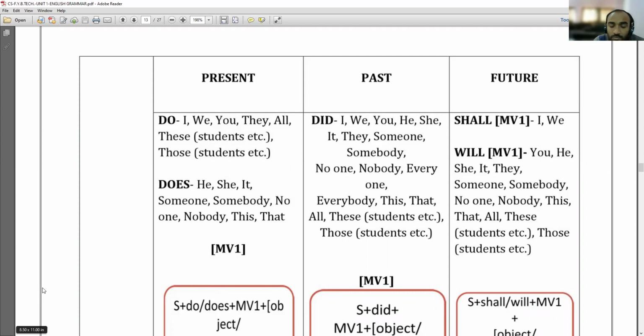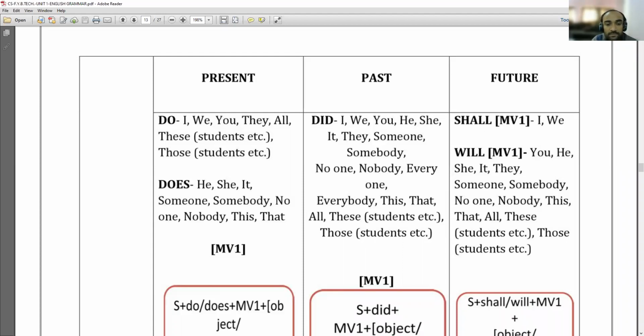Okay, so does is used after third person singular pronouns. We have to clearly notify that he, she, it, these are the third person singular pronouns, and after all these pronouns he, she, it, we have to use does. Okay, he does, she does, it does, someone does, somebody does, no one does, nobody does, this does, that does.